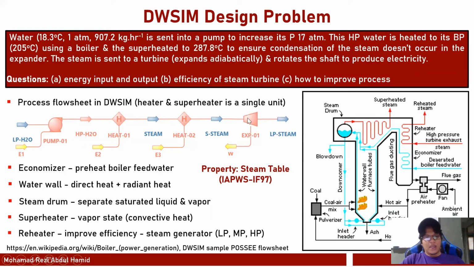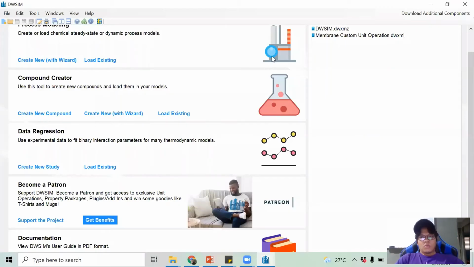Okay, what's next? So basically we're going to input this in our simulator and then see what happens. A few things that I want to highlight here is we're going to use the steam table property method. Am I missing anything? Probably not. So yeah, let's go to our DWSim software. Okay, I have opened my DWSim software.